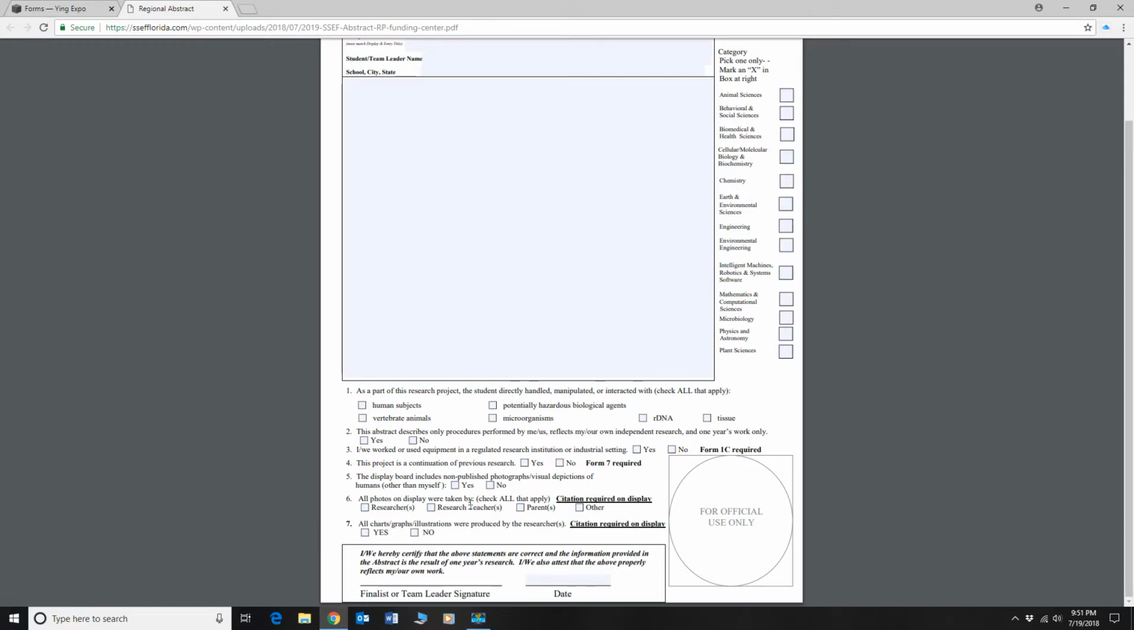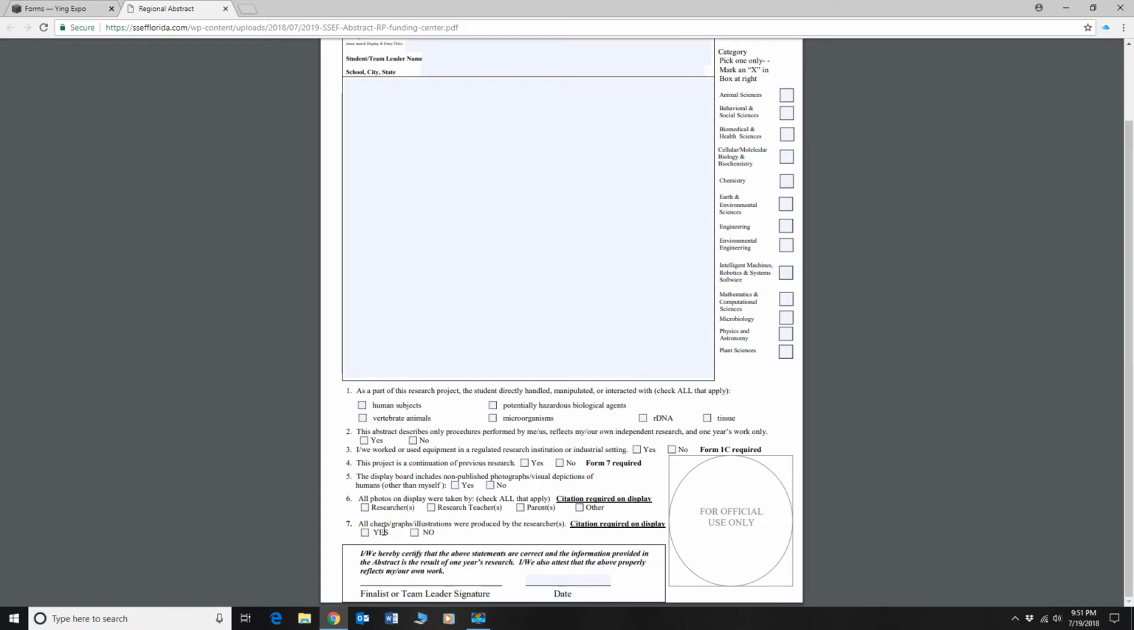It says all photos on the display were taken by researcher, or parent, other. And it also says citation required on the display. So if there are photographs on the display, wherever they came from, there must be something on the display that says all photographs were taken by the student researcher, or by the researcher's teacher or parent or whoever. But there has to be something on the front of the backboard, not on the back, on the front, that says who took the pictures.